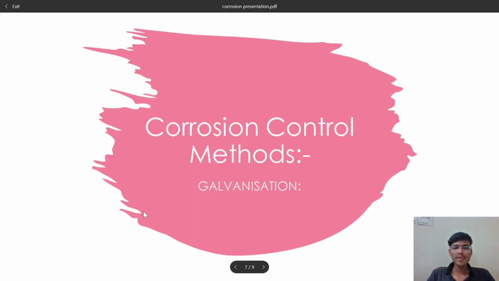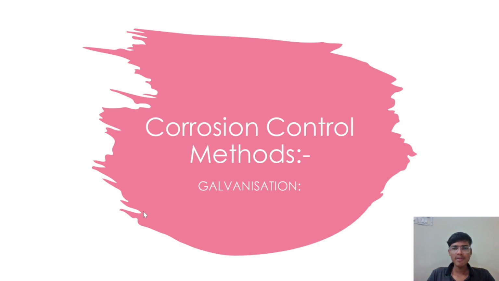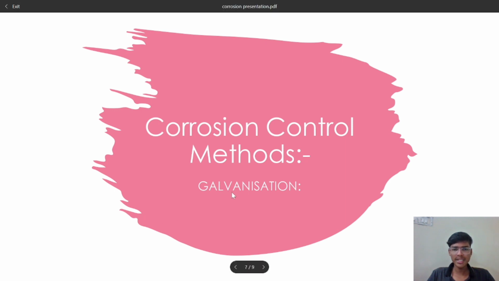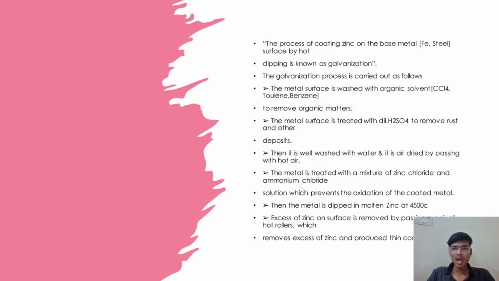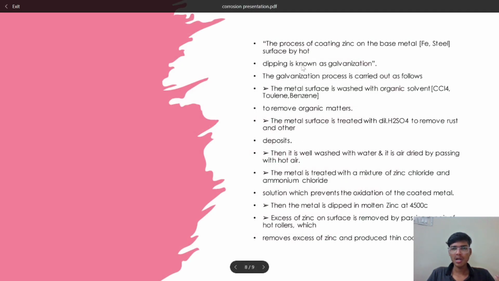How can we prevent the metal from corrosion? One method is galvanization. How does it occur? The process of coating zinc on the base metal surface by hot dipping is known as galvanization.